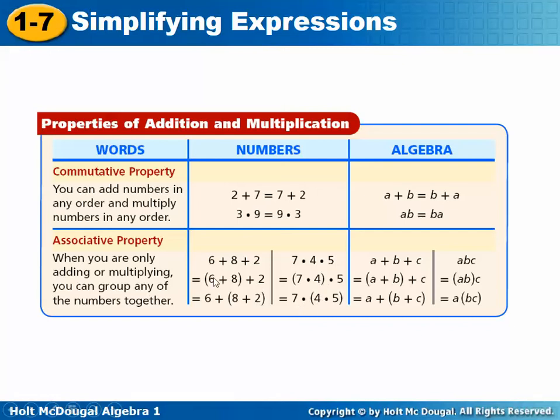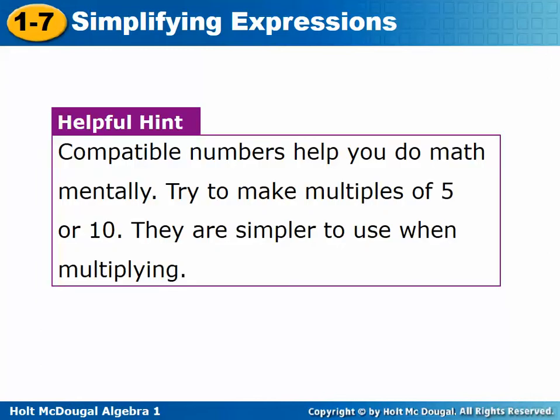There's advantages to grouping so that you can mentally add or multiply. Like 8 plus 2 is 10, so 10 plus 6 is 16. That's quicker than doing 6 plus 8, possibly. That's pretty easy too. And then adding 2. And in this one, if you group the 4 times 5 together, that's 20. 20 times 7 is 140. So you can change the way you're grouping in order to make it easier to add or multiply in your head, which is what this is.